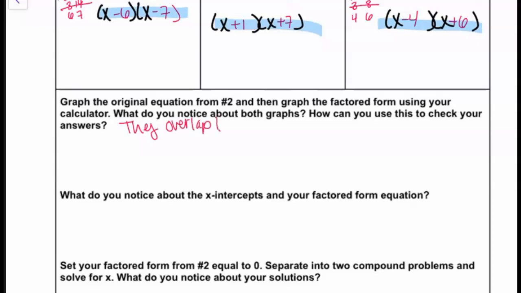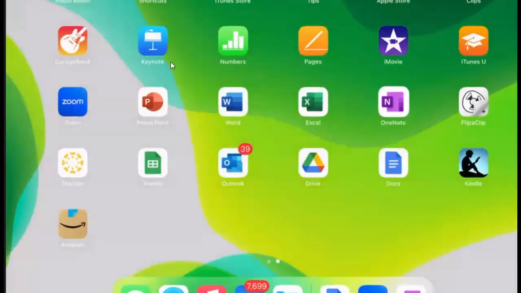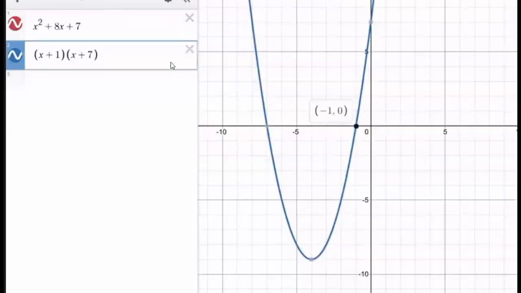And this tells us that you can check your answers because they should be exactly the same thing. So kind of what we did earlier, if I distribute it out, or I use double distribution, I should get my original expression. And what do you notice about the x-intercept in your factor form equation? So let's go back to Desmos. Here are my x-intercepts, -1 and -7. Notice from my factored form expression, I had plus 1 plus 7, but it's negative 7 minus 1.